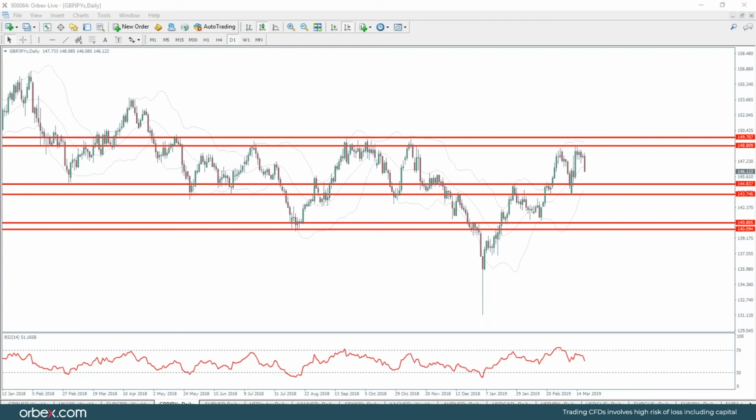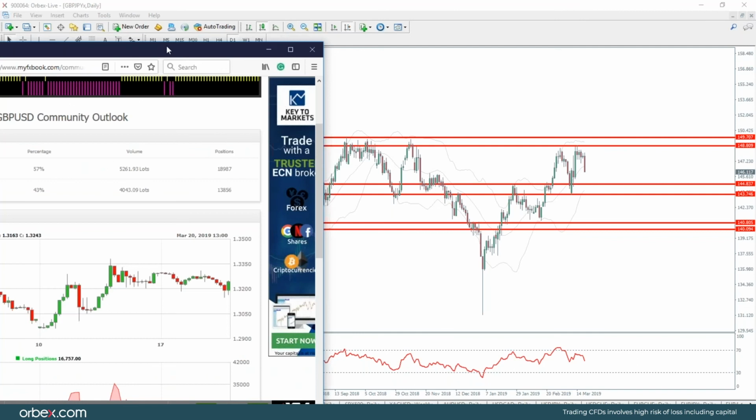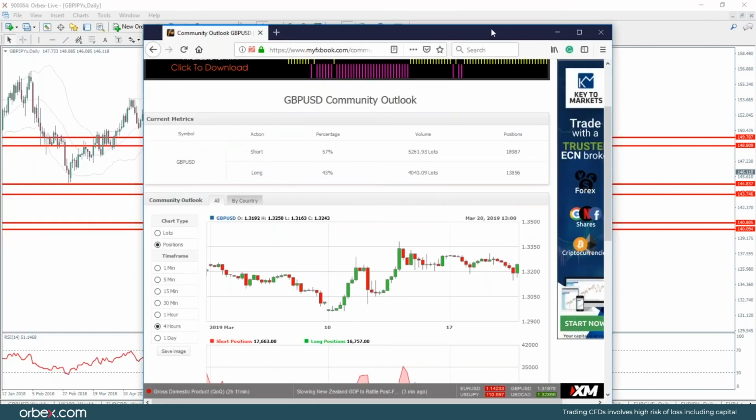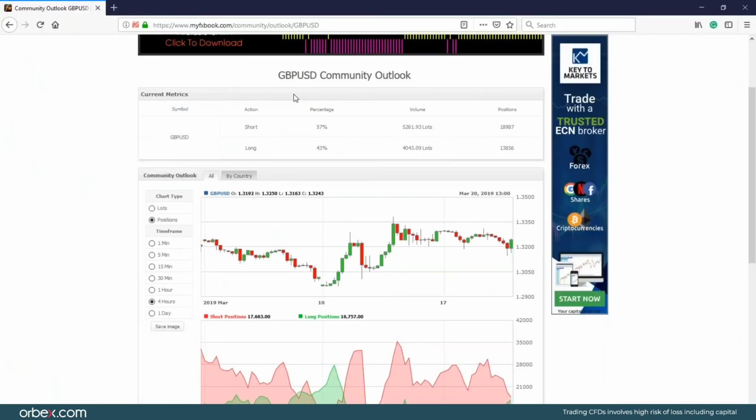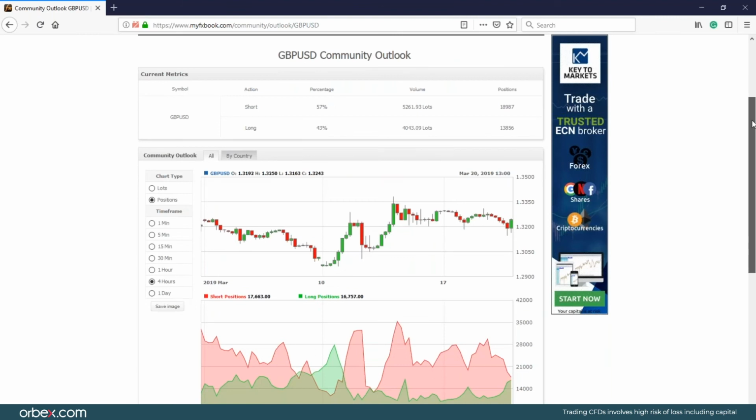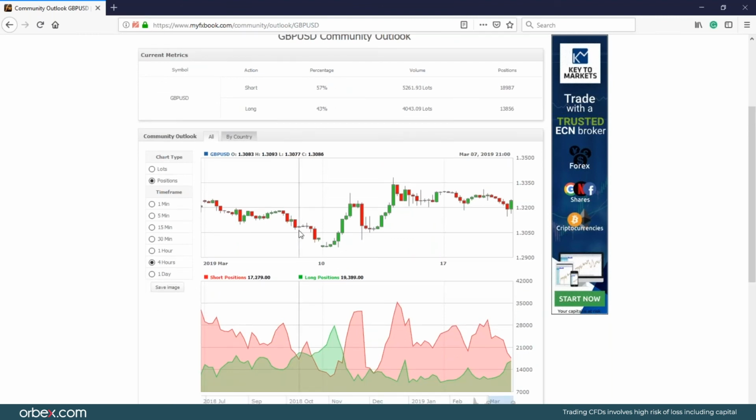So ahead of the summit tomorrow then, let's quickly take a look at where the retail market is positioned. And one tool that I like to use for this is the community outlook on MyFXbook. And essentially all this is an aggregated feed from a range of brokers, which shows how retail traders are positioned. So at the moment, you can see retail traders are positioned 57% short in sterling and 43% long. Okay, so the majority of retail traders are short sterling at the moment, expecting it to go down.